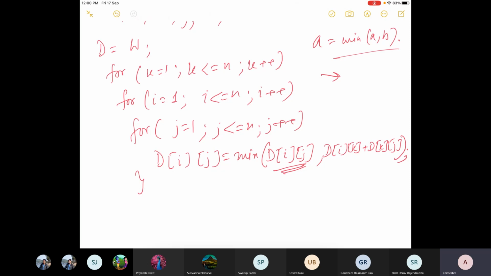And now do you see why it is bottom up? You start with 1, 1. You start building with 1, 1. This you cannot do in divide and conquer.